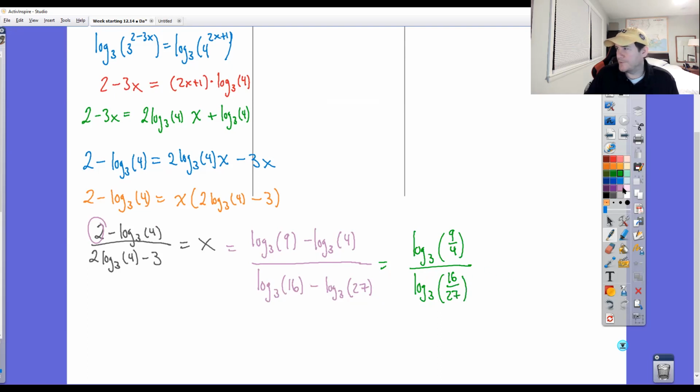Okay, that doesn't feel much better until you realize that now you could use change of base formula in reverse. You've got a common base 3. So the denominator could be the base of your log. You could go log base 16/27 of 9/4. And that as an answer doesn't feel awful. I mean, it's terrible, but it's not awful. I would say that this answer over here in gray is worse. So, you know, whatever.